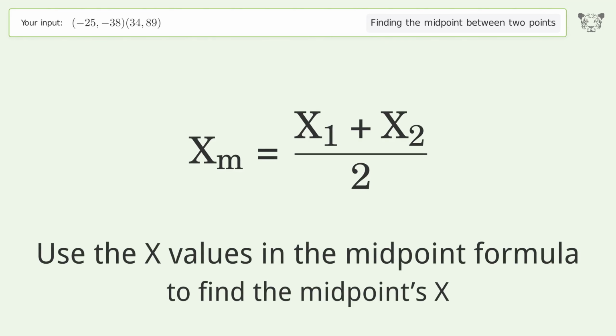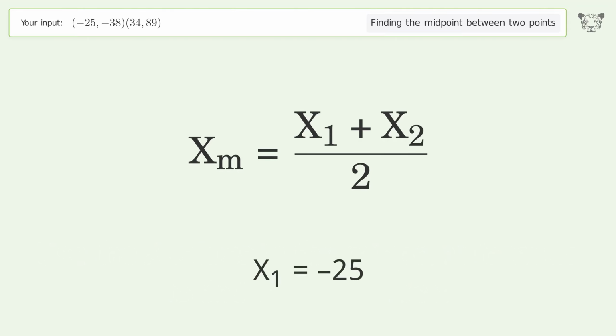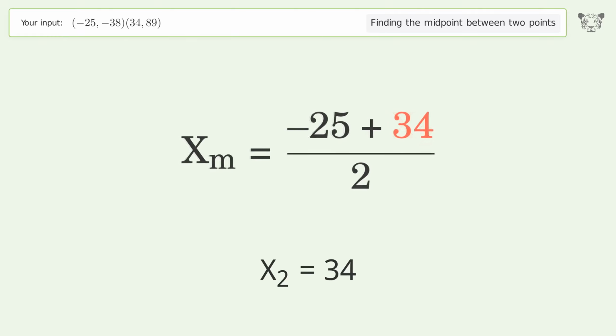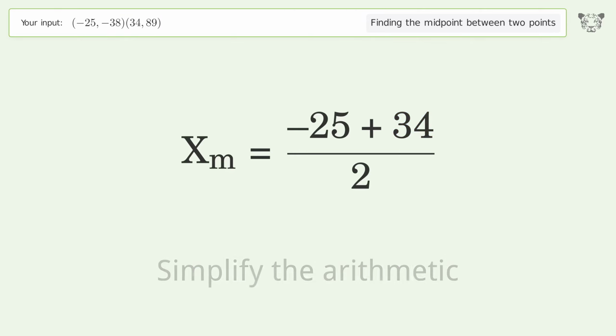Use the x values in the midpoint formula to find the midpoint's x. x1 equals negative 25. x2 equals 34. Simplify the arithmetic.